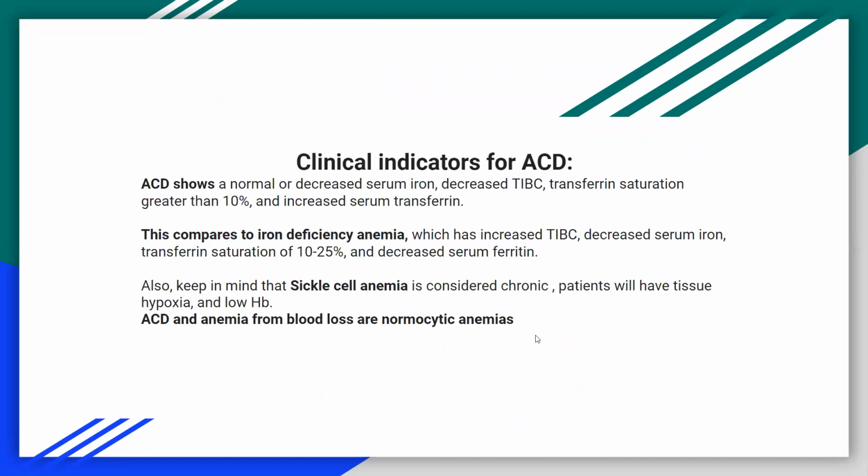Clinical indicators are listed here. Please study these. How do you compare anemia of chronic disease with iron deficiency anemia is also important. So you want to make sure that you understand the difference, how to differentiate these 2. Also keep in mind sickle cell anemia is also chronic and it can cause low hemoglobin. So that's listed there. ACD and anemia from blood loss are under the category of normocytic anemias.